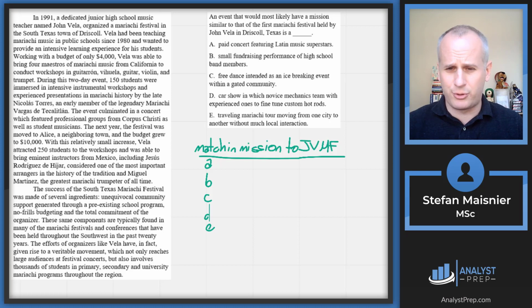Again, you can shorthand summarize these sorts of things, but we've got to figure out what the mission was in the first place. So go find our friend John Vella, who we just saw is up here, and we're going to read at least a sentence above and below where we start talking about the first mariachi festival. And so we'll go all the way through here until the next year. And you may have to read more. That, again, is how they'll generate difficulties, just by making you evaluate more of the passage.